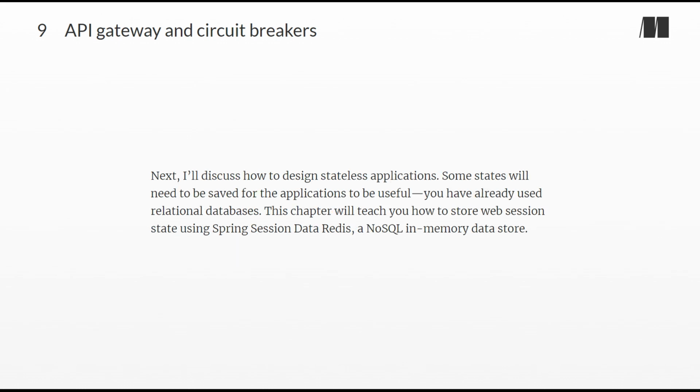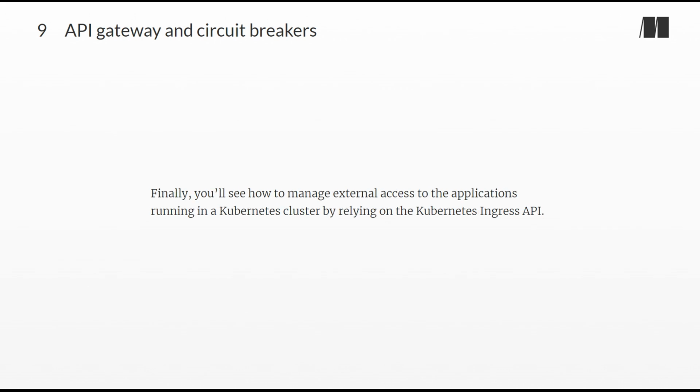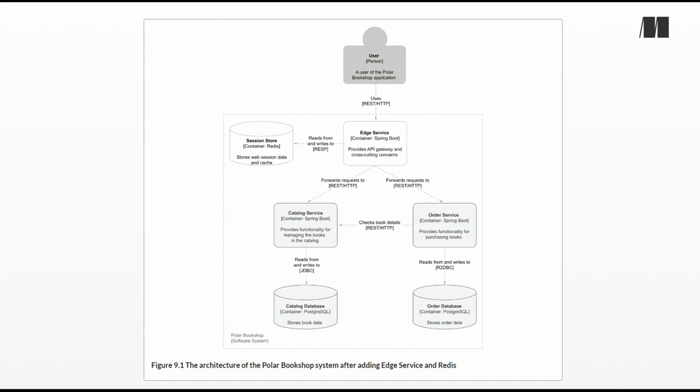Next, I'll discuss how to design stateless applications. Some states will need to be saved for the applications to be useful. You have already used relational databases. This chapter will teach you how to store web session state using Spring Session Data Redis, a NoSQL in-memory data store. Finally, you'll see how to manage external access to the applications running in a Kubernetes cluster by relying on the Kubernetes Ingress API. Figure 9.1 shows what the Polar Bookshop system will look like after completing this chapter.